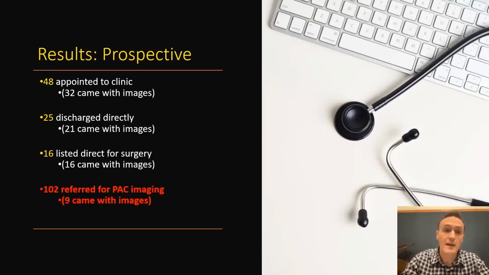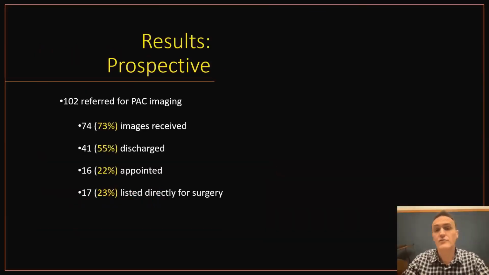Thus, that left us with 102 who we put forward for the PAC imaging. Of these, only 9 had an initial image felt not to be good enough to triage correctly. Of the 102 patients who were referred on for these PAC images, 74 or 73% we got images back from. 55% we were able to discharge once we had that image, 22% were appointed on to the clinic, and 23% were listed directly for surgery.